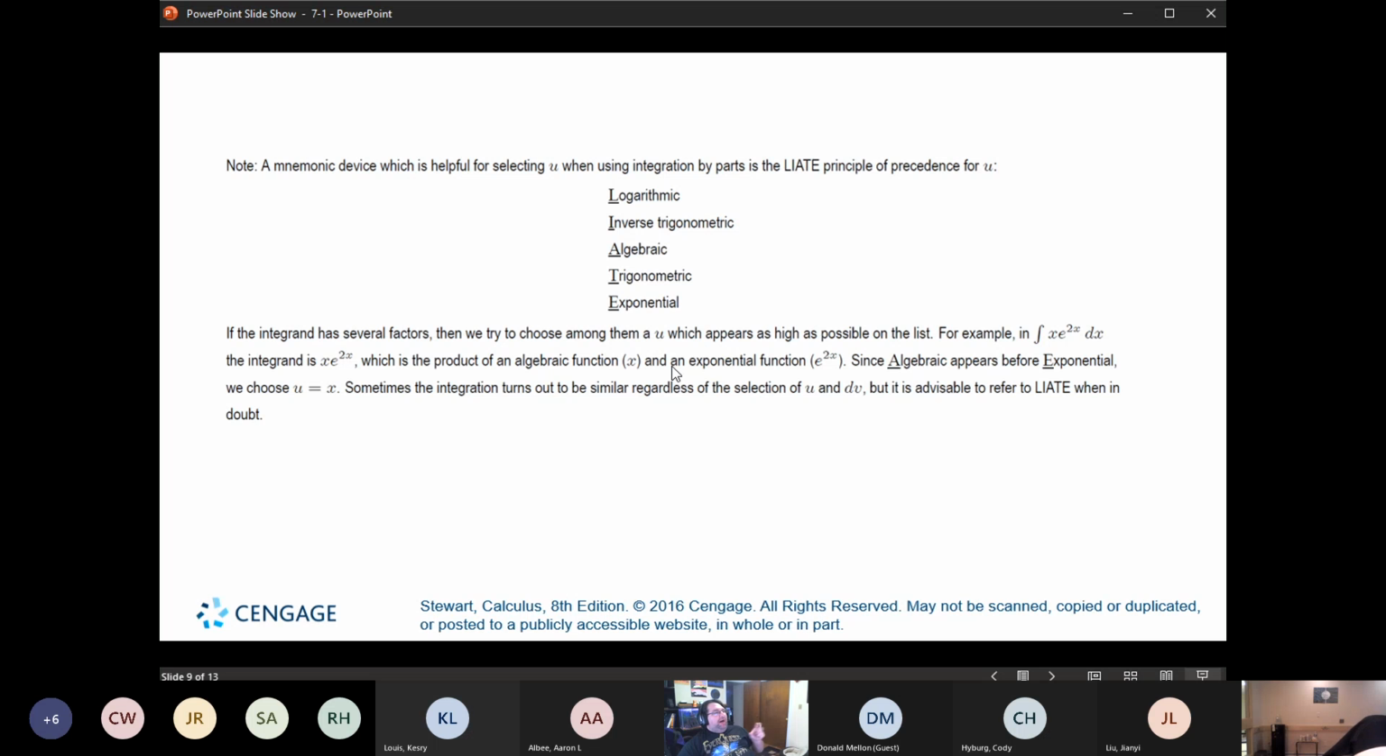So there's a mnemonic device, just like PEMDAS, that helps us figure out which value of u we're going to choose. So which is the one that we're going to take the derivative of. In order, logarithmic problems are first. So your ln's, your logs, those types of things. Any inverse trigonometric ones are next. So that means your arc cosine, arc sine, arc tangent. Then any algebraic problems. So that's your x's, x squares, those types of things. Then trigonometric. And the last thing you want to use is exponential.